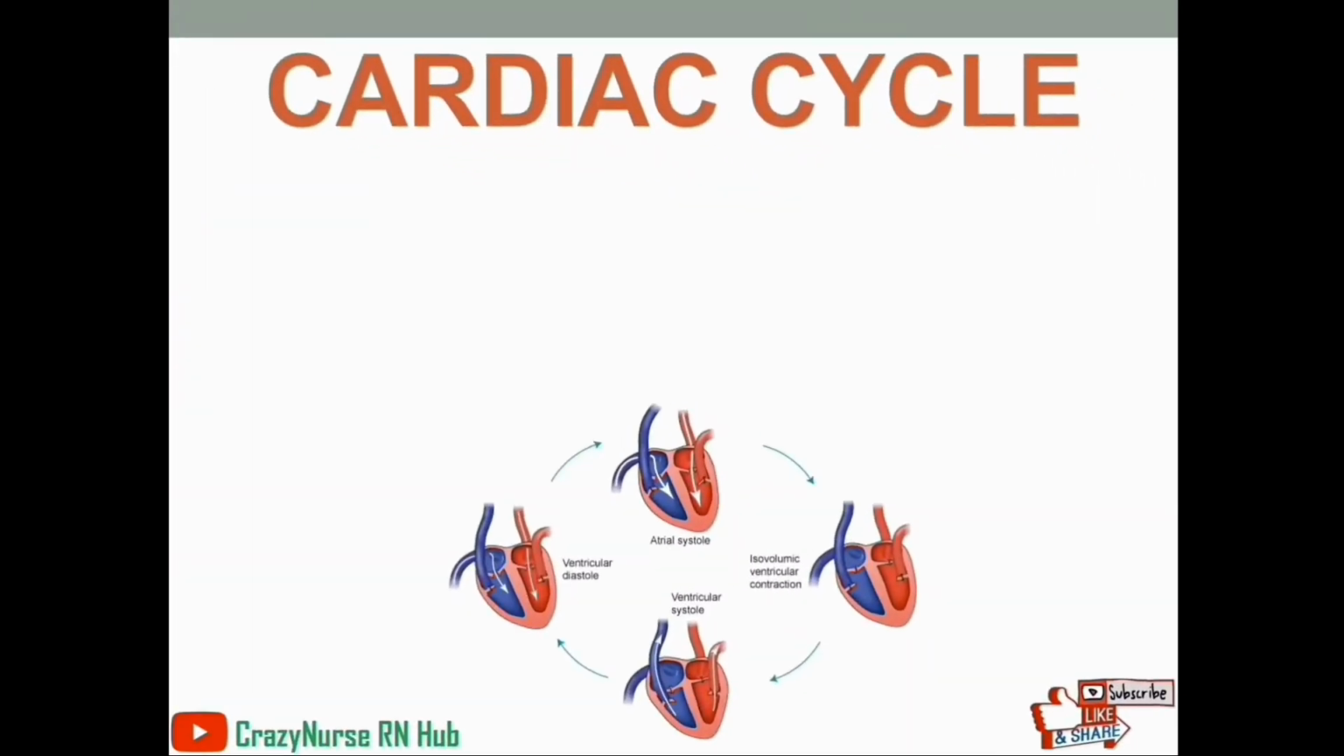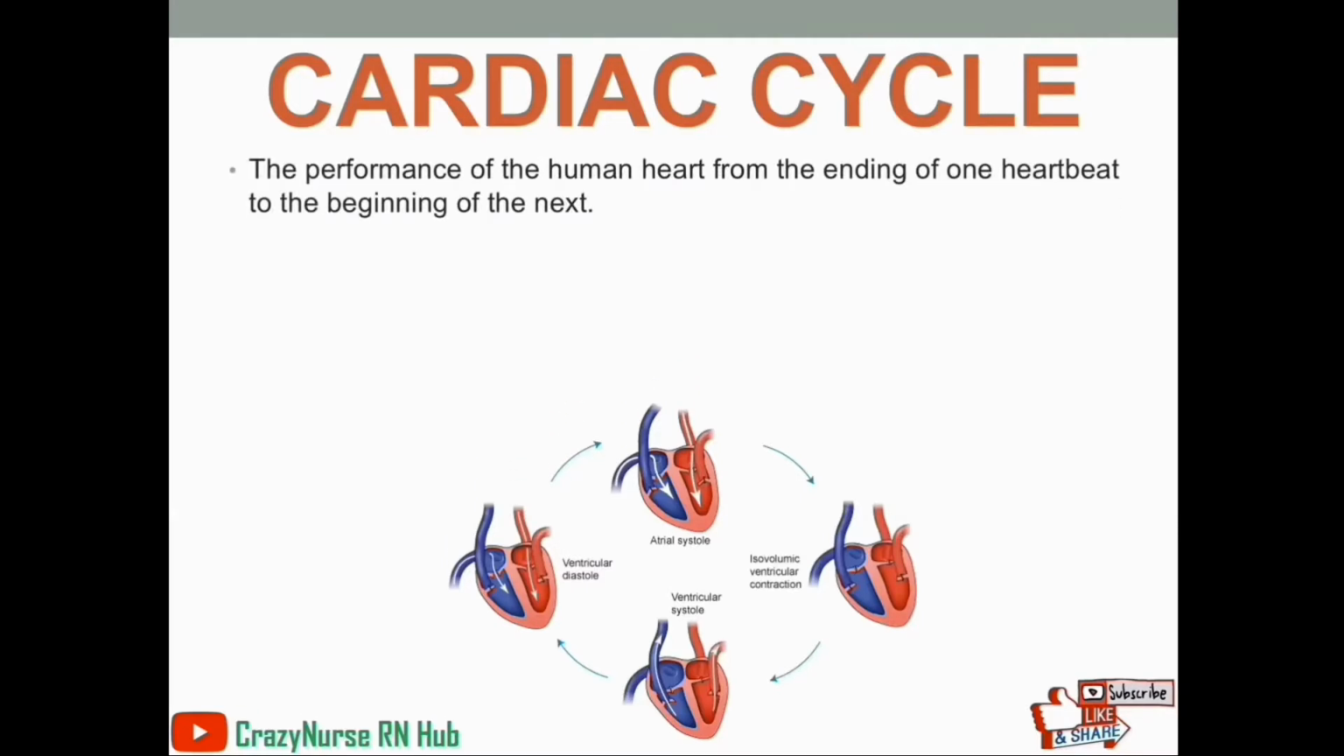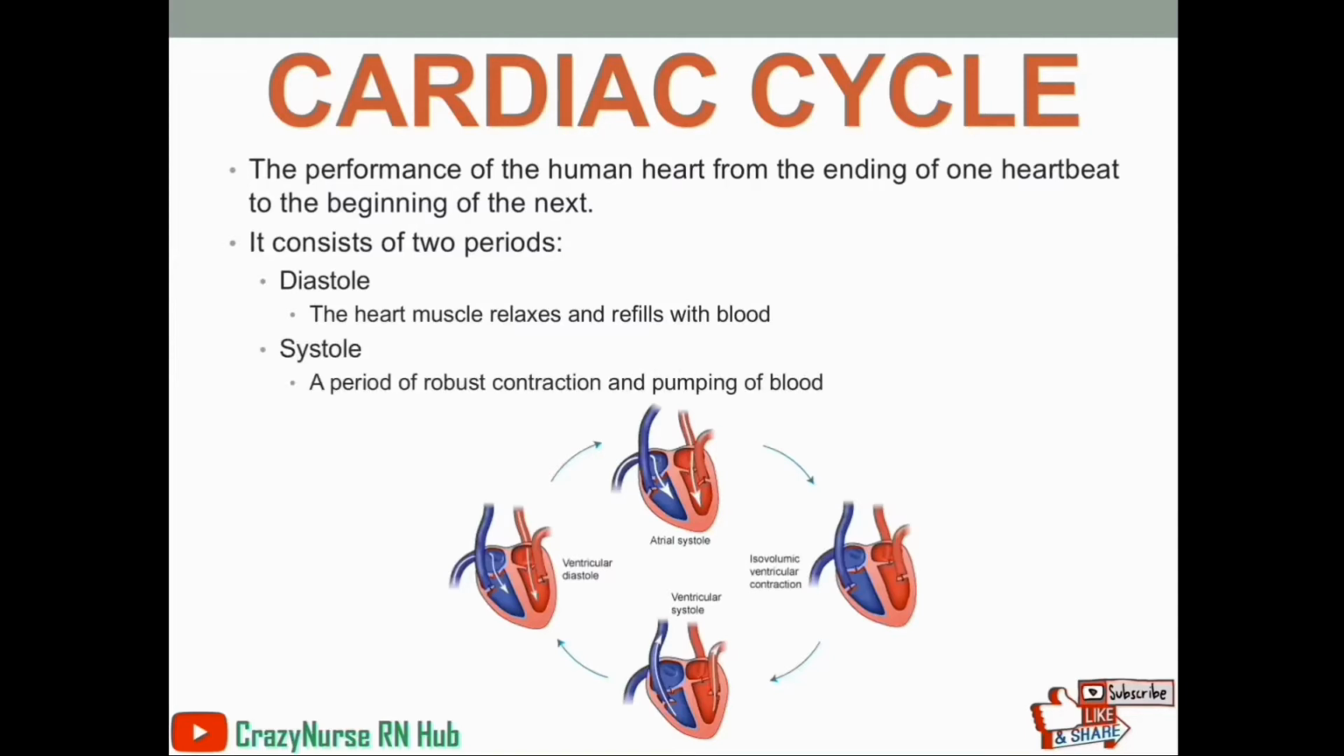Now let's discuss the cardiac cycle. It is the performance of the human heart from the ending of one beat to the beginning of the next. It consists of two periods. The first period is your diastole: the heart muscle relaxes and refills with blood. We also have your systole. It is a period of robust contraction and pumping of blood.